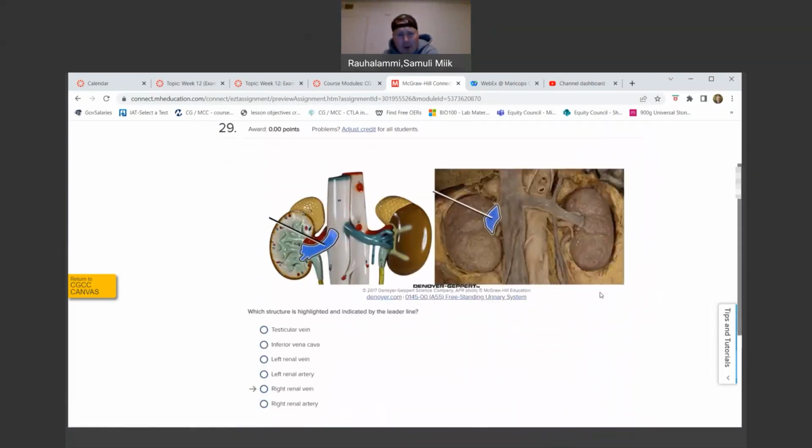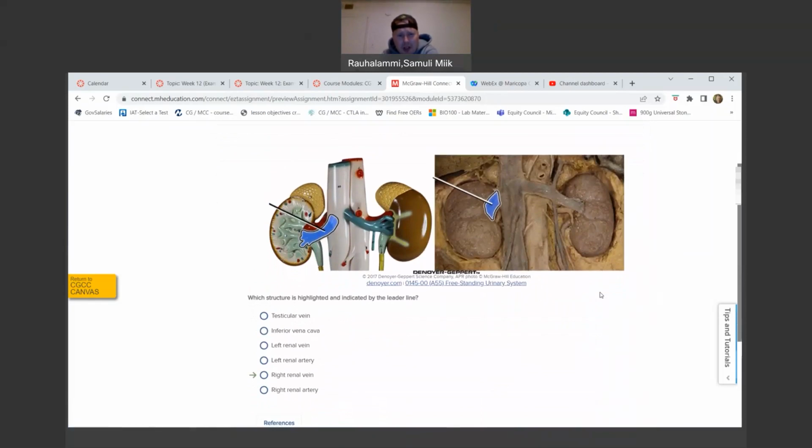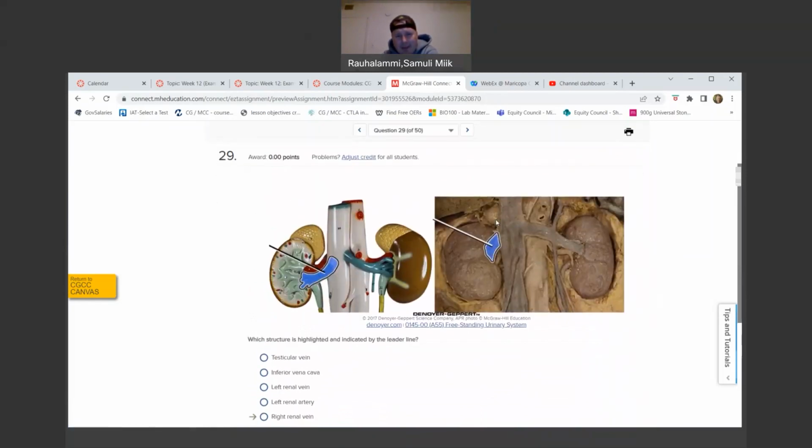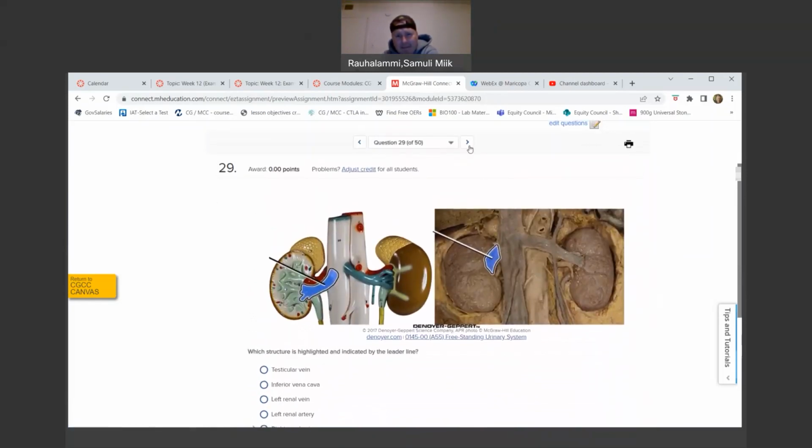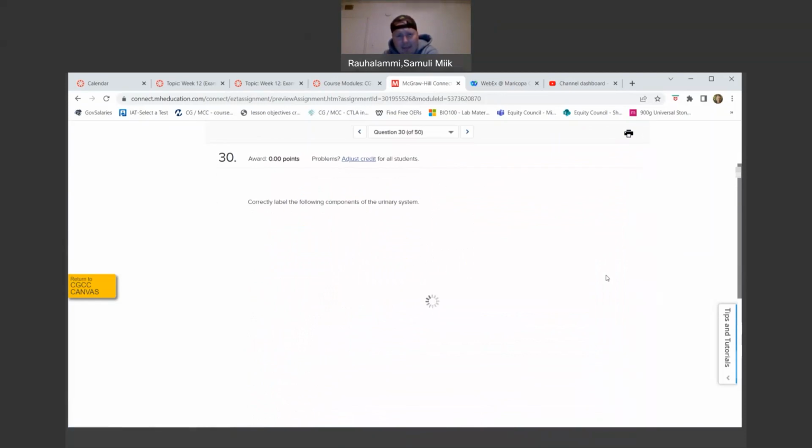Let's have a look at more of the renal structures. So we're seeing now the renal vein leaving the kidney. It's a vein, so it's going to be blue in most models, and in this case it's from the right side, so it's going to be the right renal vein. Let's have a look at the next picture.